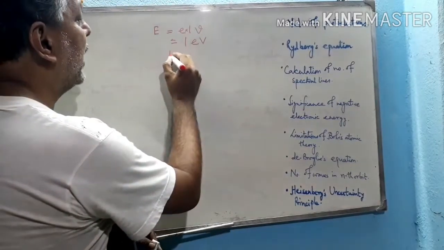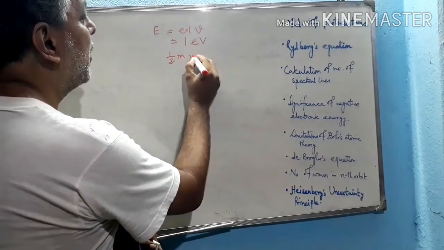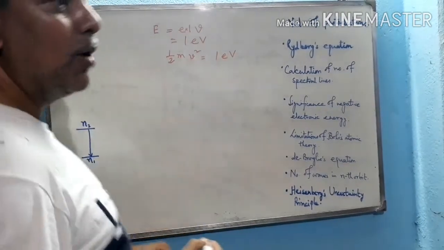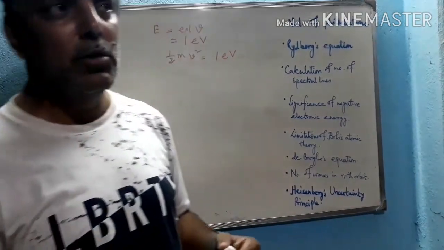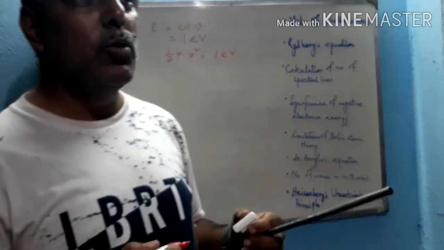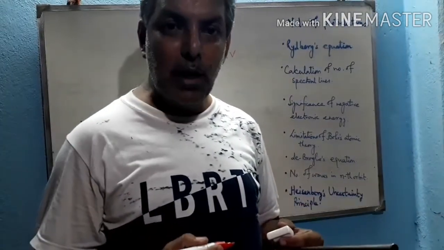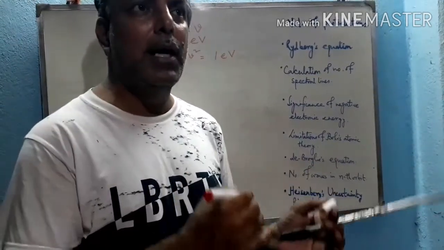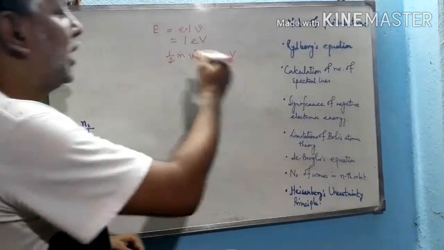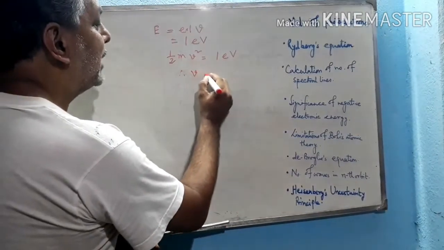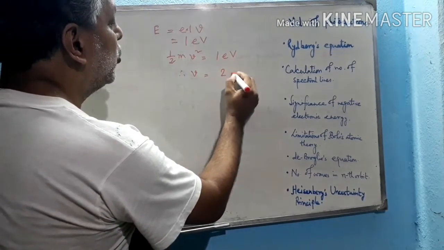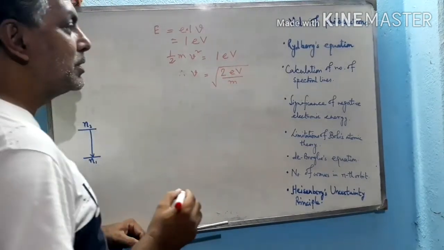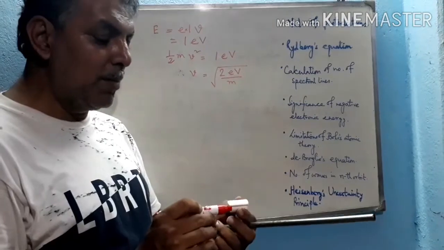Now, what is its kinetic energy? We know that it is half mv square. This is the kinetic energy of the photoelectrons, which is equal to 1 electron volt. That means the kinetic energy is completely transferred into this 1 electron volt. Therefore, the velocity of that ejected electron will be equal to the square root of 2 eV divided by m. This is the velocity of the photoelectrons ejected from the metal surface.